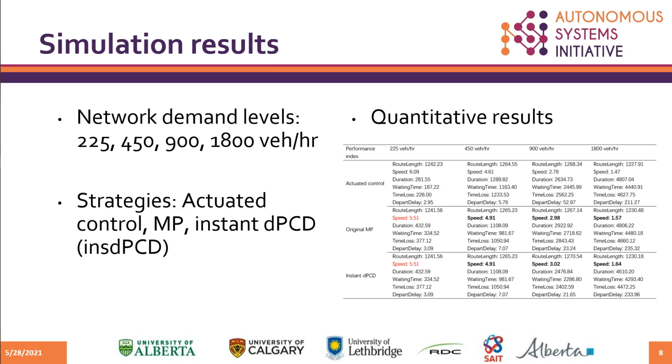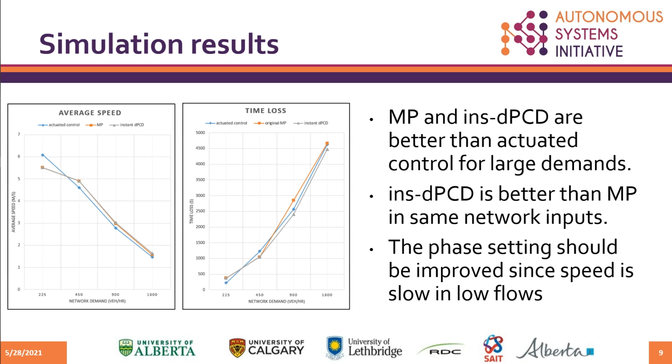Four network demand levels are used here. Three strategies are compared, which are actuated control, MP, and instant PCD. The red figure shows quantitative results. As shown in the table, the results demonstrate the efficiency of the proposed method for signal control for all three performances for most cases. Then we draw figures for a deep investigation for both average speed and time nodes, as shown here.